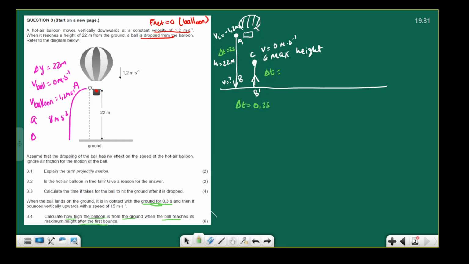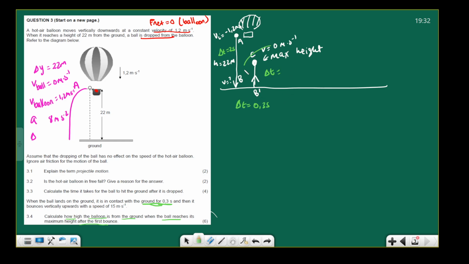If we can take all of that time, we can use it to calculate how far the balloon has gone down. Because all that time that the ball was doing its thing, the balloon was also going down. So if we can get how long it took the ball to move from A to B prime and then to C, that will give us the time, and then we can use that time to get the height of the balloon.